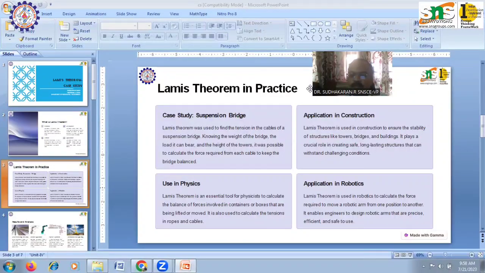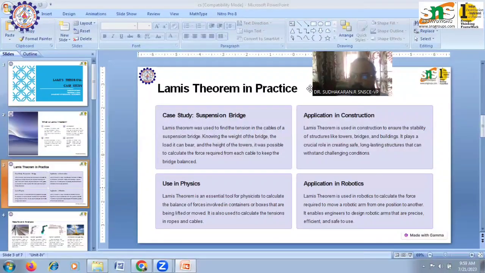Similarly, Lami's theorem can be used in construction, in towers and buildings. The same equation can be used. That is, if two forces are known and the angles between the three forces are known, then the unknown force can be determined by Lami's theorem. And in physics, it is an essential tool to calculate the balance of forces in the case of containers or boxes that are being lifted or moved. It is also used to calculate the tension in ropes and cables.